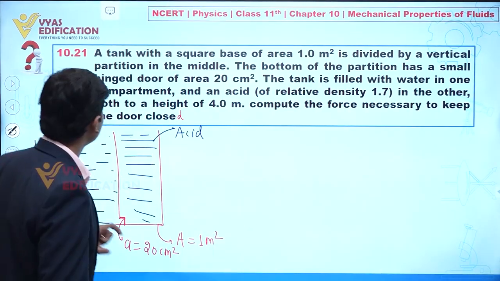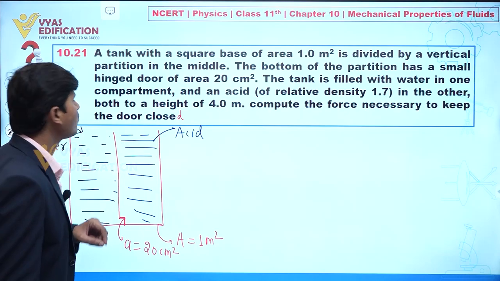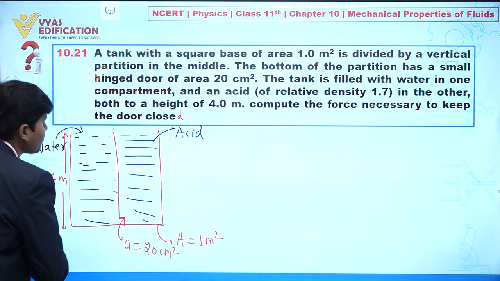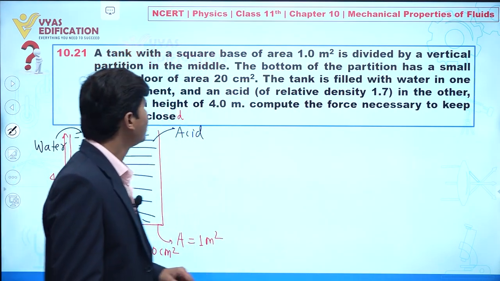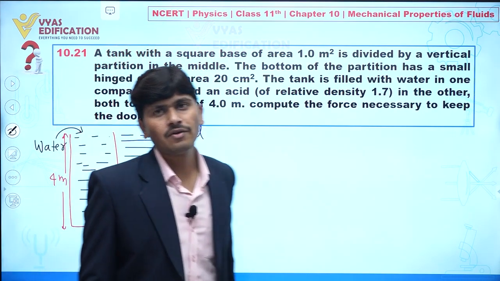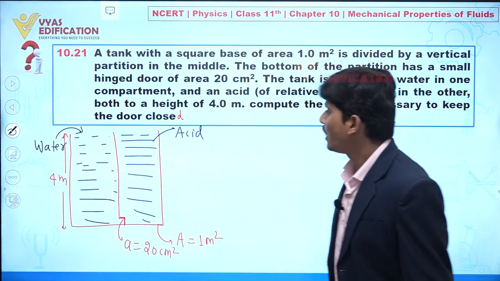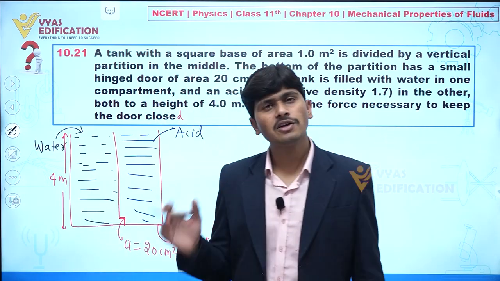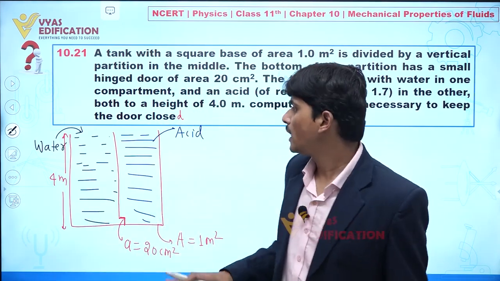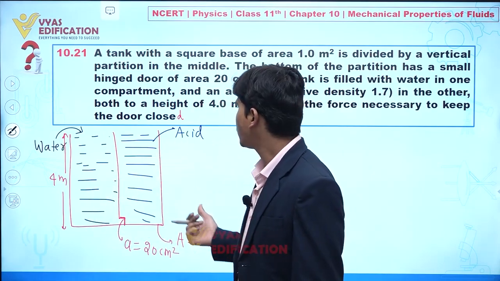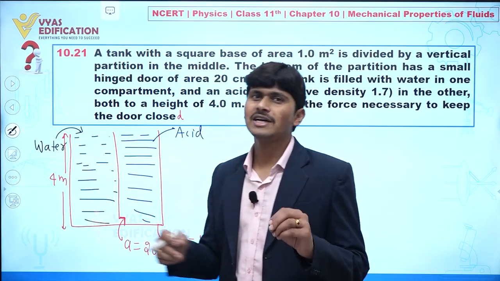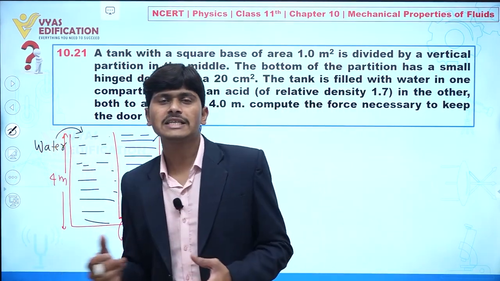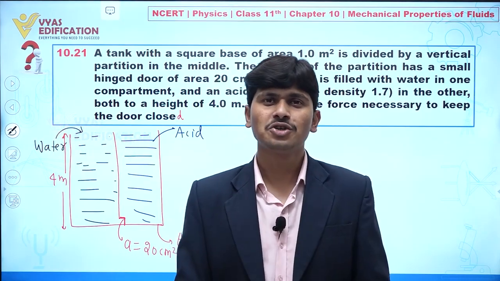Now it is also given that both are filled to a height of 4 meter. It means this vertical height is 4 meter. Compute the force necessary to keep the door closed. Now let us try to understand this question. We have a container with a partition, water on one side and acid on the other, and at the bottom we have a hinged door. If we want to keep this hinged door closed, the net force acting on it should be 0.